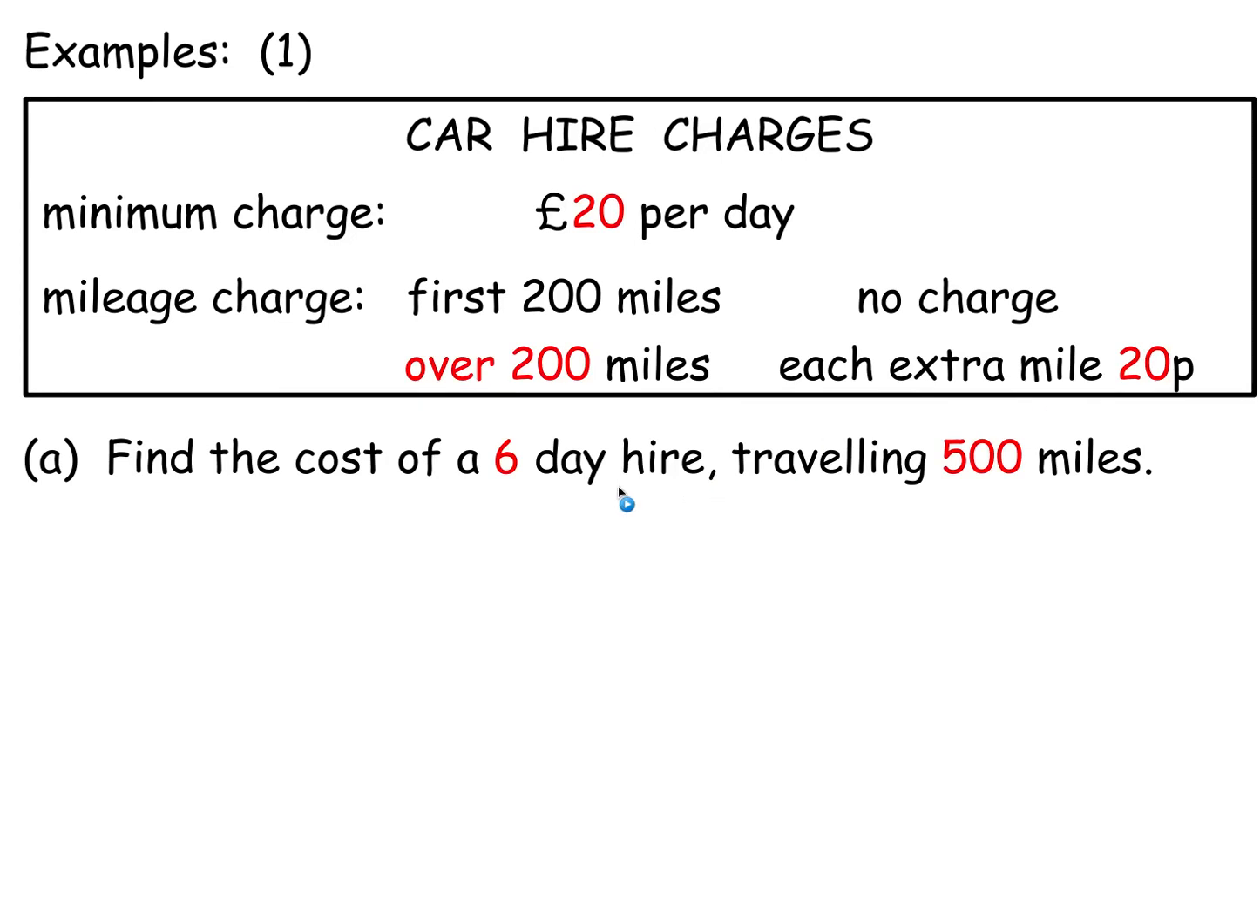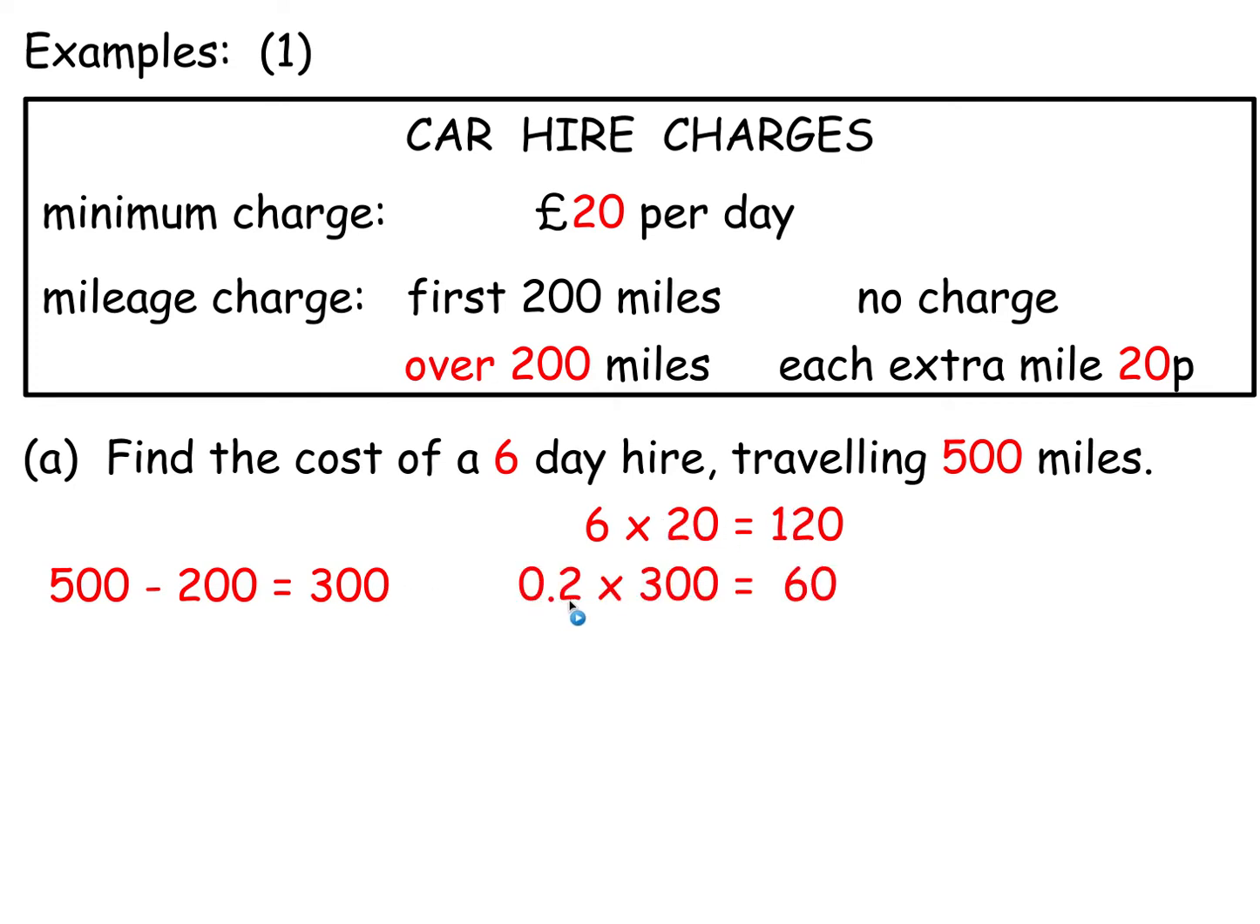So there's the first part. 6 days, £20 a day, 6 20s. 500 miles, you say 500 less that 200 is 300 miles. 300 times that 20 pence. Now there's the 6 days at £20 a day. There's the extra 300 miles, it was 500 minus 200. And now 20 pence, but we want it in pounds because it's £20 a day here, so we want it all in pounds. That's 20 pence in pounds. 20 pence per mile for 300 miles, it's £60. Add them together, it's £180.